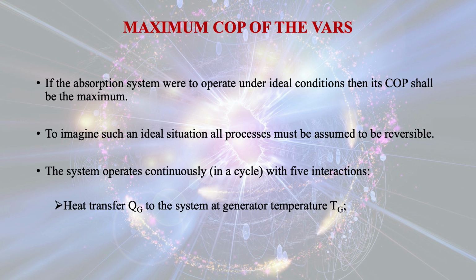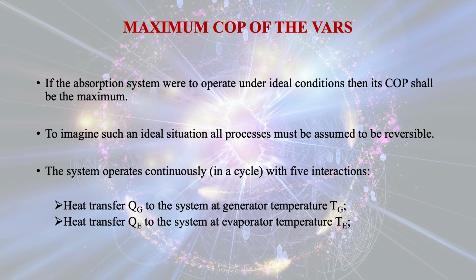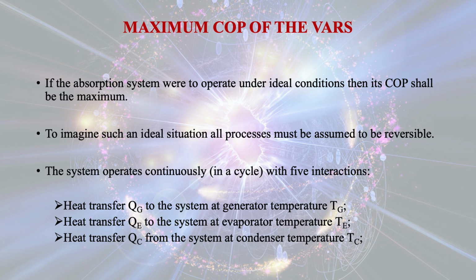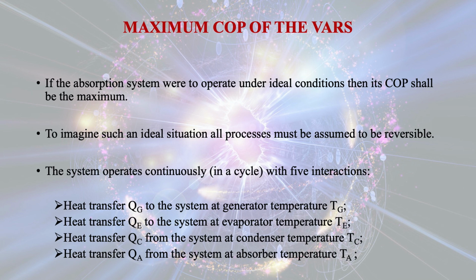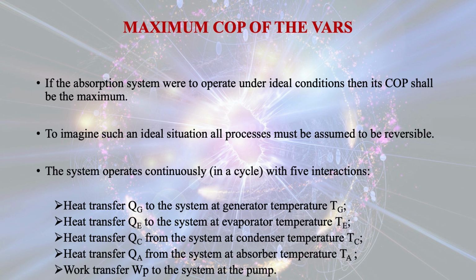Heat transfer QG to the system at generator temperature, that is TG. Heat transfer QE to the system at evaporator temperature, TE. Heat transfer QC from the system at condenser temperature, TC. Heat transfer QA from the system at absorber temperature, TA. Now let us discuss how we can get the maximum coefficient of performance of the vapor absorption refrigeration system. Work transfer WP to the system at the pump.